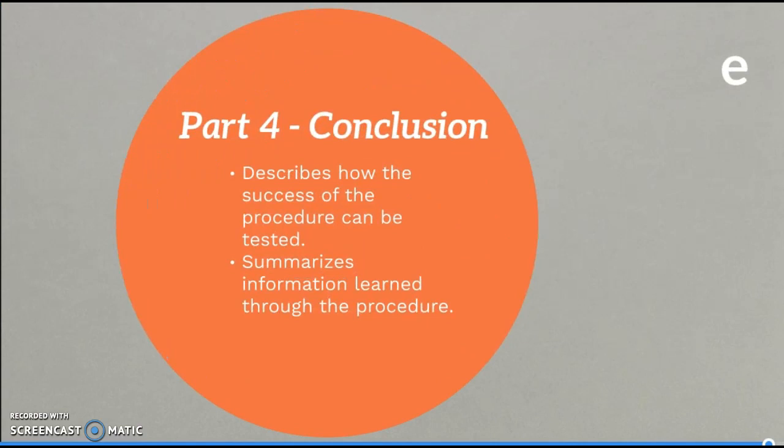The final part of procedural text is the conclusion. This comes right after your steps, and it describes how the reader can determine whether or not they were successful in the procedural text. It gives them information of what they can compare their final product or what they completed to in order to see if they achieved it. It also summarizes important information learned throughout the procedure.